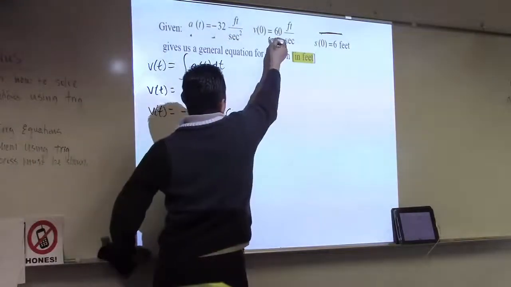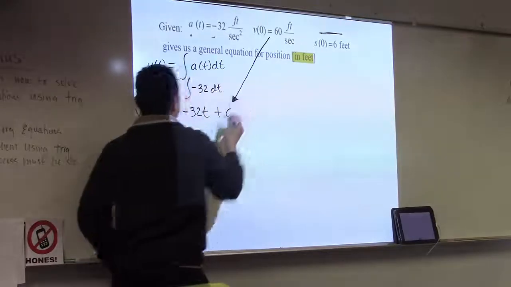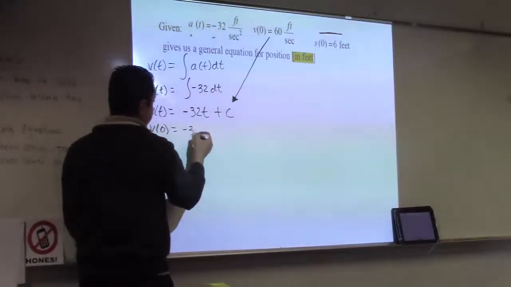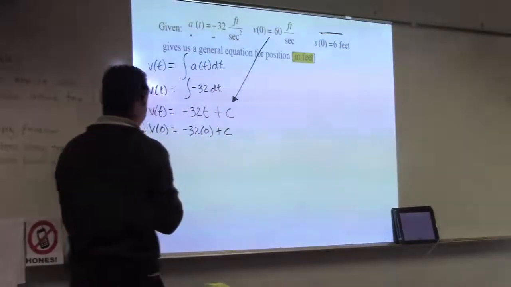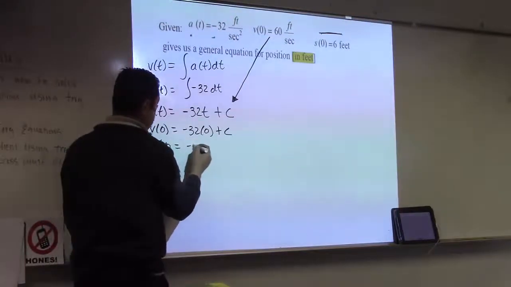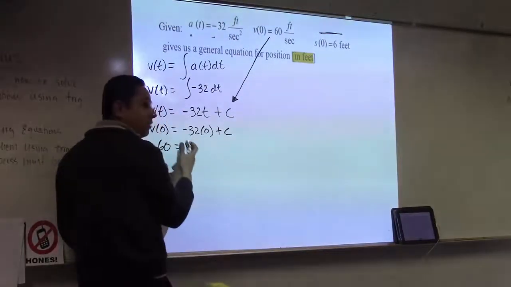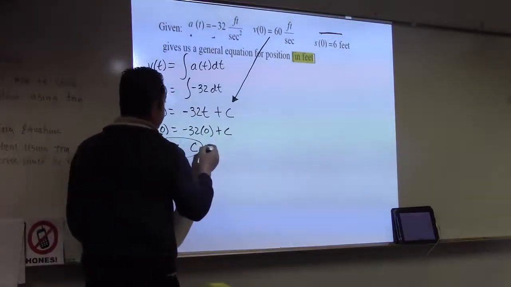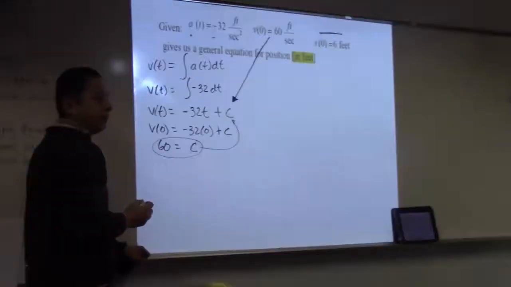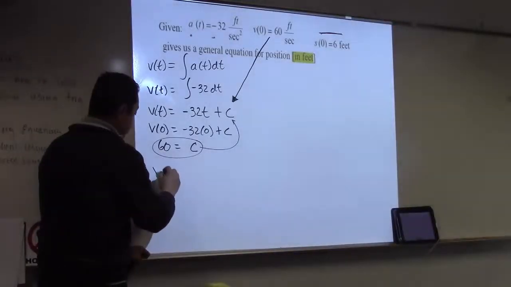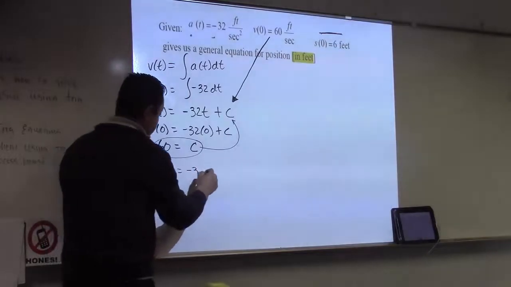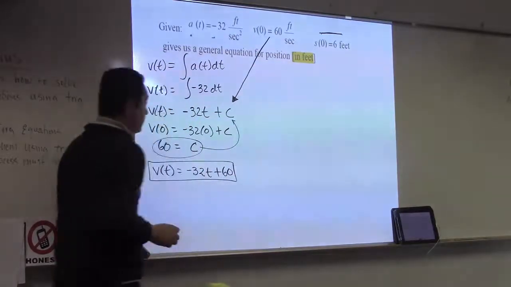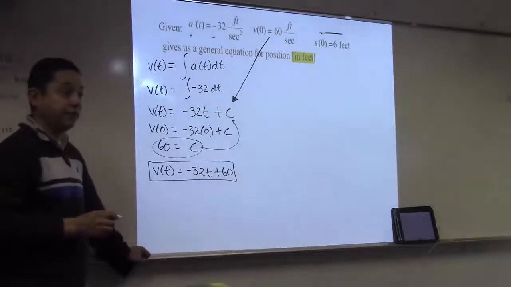And we're going to use v of 0 to figure out that c. So v of 0 equals negative 32 times 0 plus c. v of 0 is 60, so 60 equals negative 32 times 0, which is really 0, and that is just c. Found my c, and it's going to be replaced into the v of t function. So v of t equals negative 32t plus 60. Done, I found v of t.